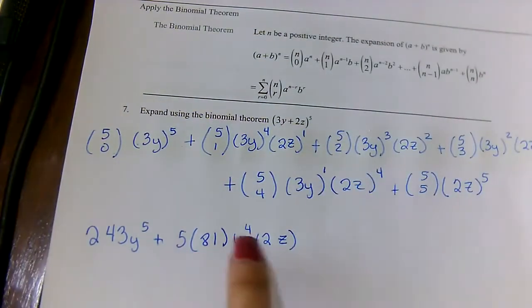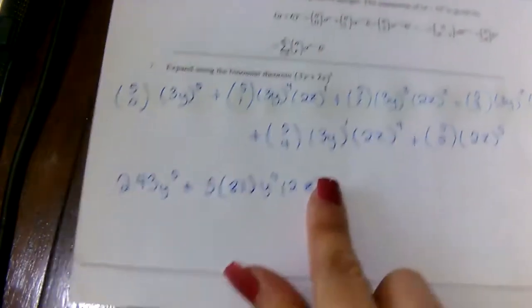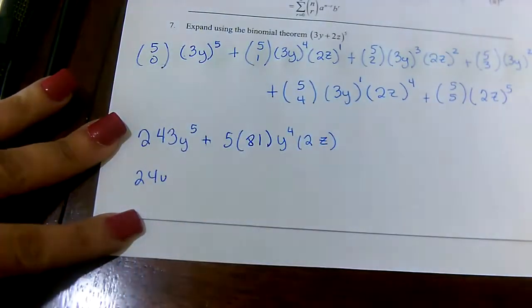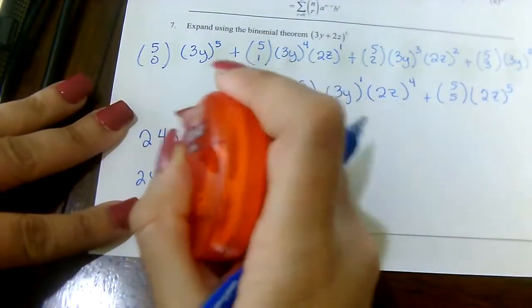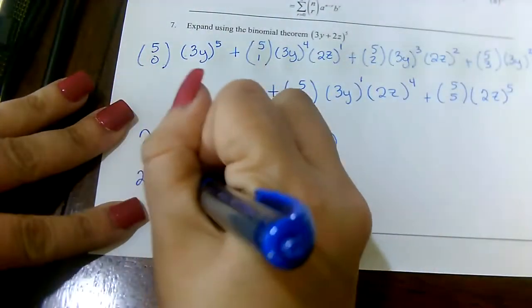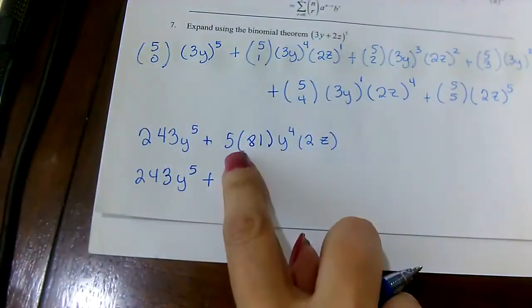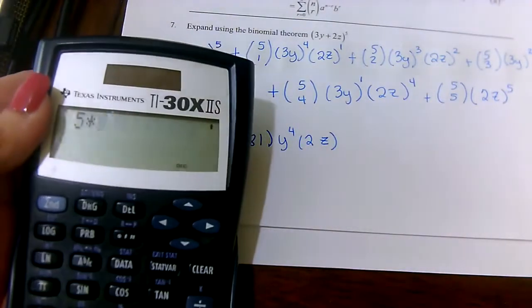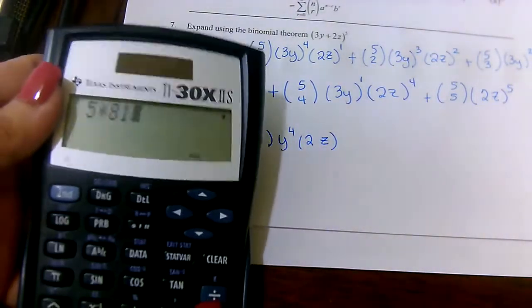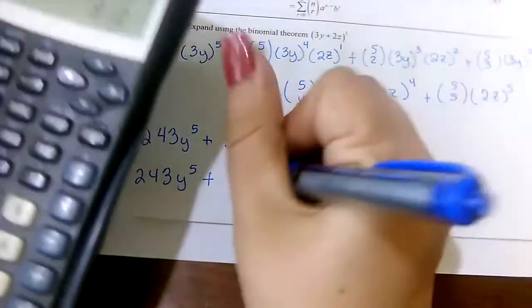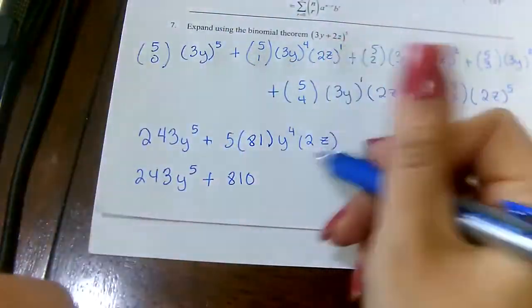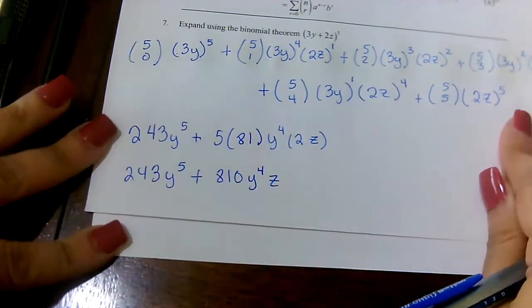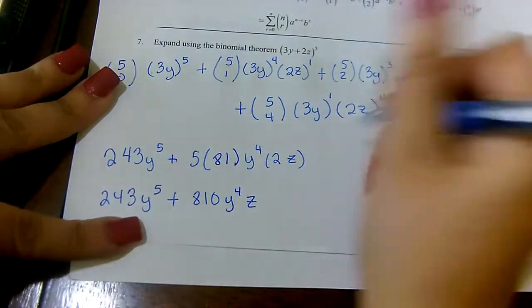Okay. So what I'm going to do in the next step, or actually I'll go ahead and do it now. I'm going to do the 243y, almost forgot the 3, 243y to the 5th, plus, and I'm going to multiply these 3 coefficients. It's going to be 5 times 81 times 2. Here I'm going to get 810 y to the 4th z. Okay, that's how we're going to do all of these. Let's go on to the next one.